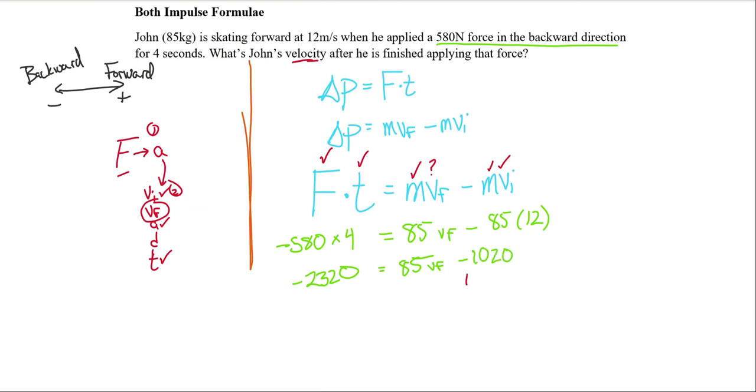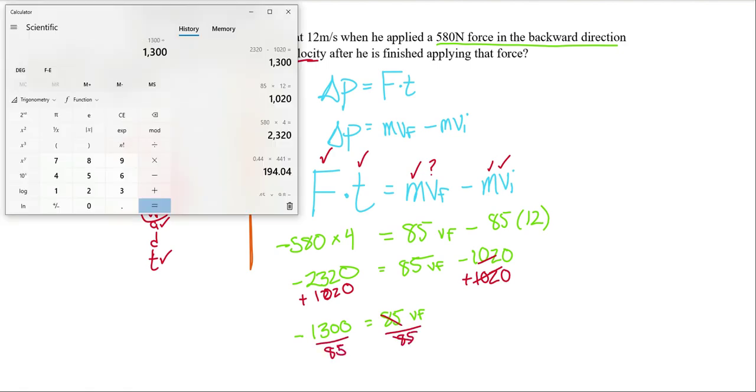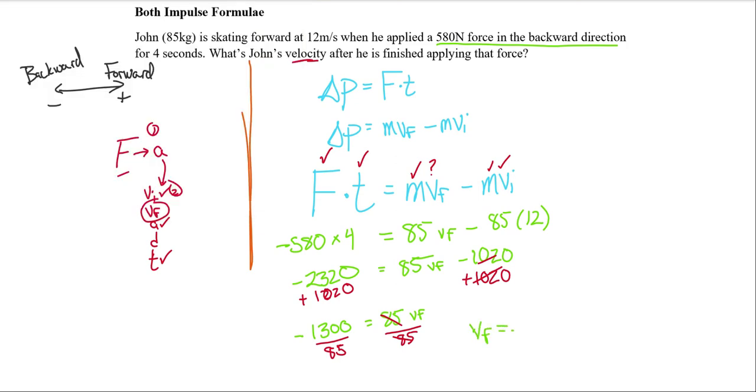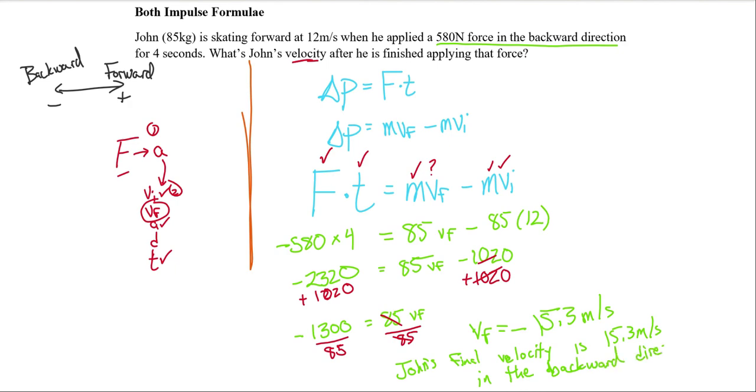And we see here that we can add 1020 to both sides to begin isolating for our variable. And divide both sides by 85 to solve for our final velocity. And we see here that our final velocity is negative 15.3 meters per second. Or in other words, John's final velocity is 15.3 meters per second in the backward direction.